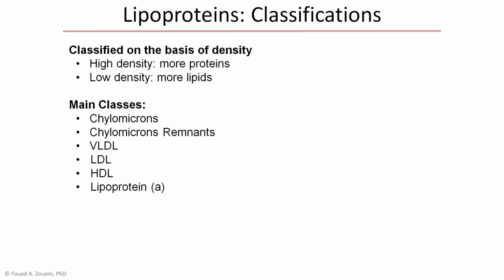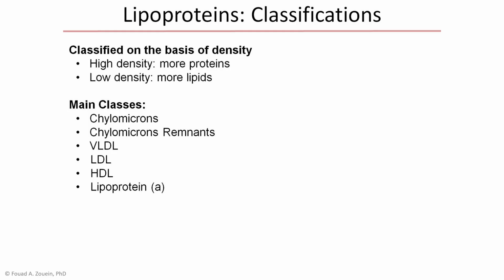So let's start with classification of lipoproteins. They are classified on the basis of their density. You have high density lipoproteins and low density lipoproteins. The high density lipoproteins means that they have more protein to them, and the low density lipoproteins means they have more lipids in them. It makes perfect sense. When you mix oil and water, what happens? The oil floats on the surface because it's way less dense. So the more lipids you have, the lower the density, right?